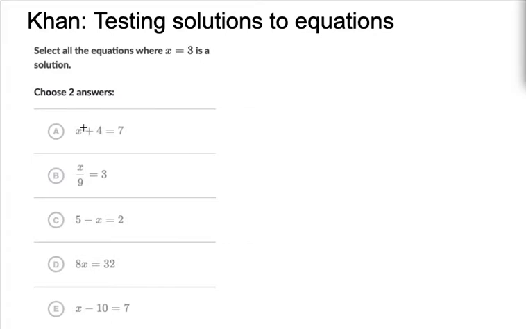So what we're going to do is look at this first one. We'll just make our substitution here. So we have x plus 4 equals 7. Since x is 3, we're going to end up with 3 plus 4. And then we want to know, does that equal 7? As we do our calculations, we end up with 7 equals 7. So that one is a true statement, and that is one of the ones we would select.